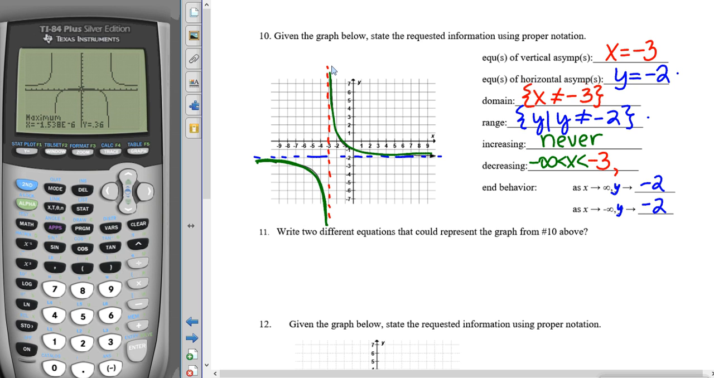For my second piece, it starts over here where this vertical asymptote is. So it starts at -3, and it keeps going forever to the right over here, so until x is positive infinity. Okay, now it says write two different equations that could represent the graph from number 10 above.